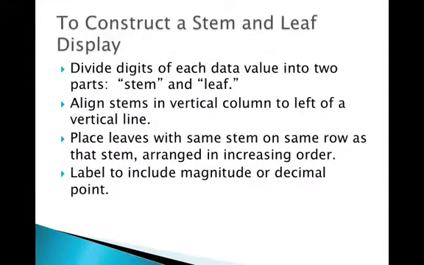So to construct a stem and leaf display, the first thing you're going to do is divide the digits of each data value into 2 parts, a stem and a leaf. You're going to align the stems in a vertical column to the left of a vertical line. Then you're going to place the leaves with the same stem on the same row as that stem, arranging in increasing order. You're going to label to include magnitude or decimal point.